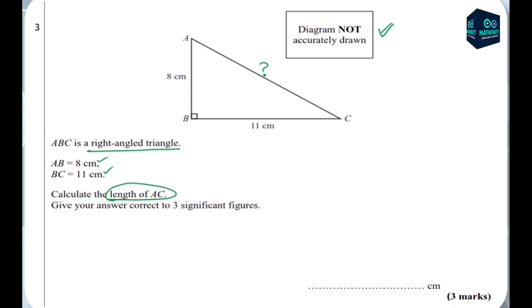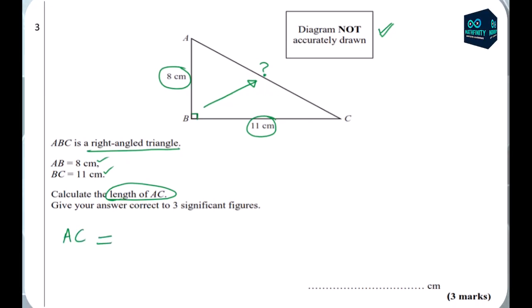Why they wrote it here? Because some students, they will use the ruler to find out the length AC. So you cannot use the ruler, you have to use Pythagoras theorem. Why Pythagoras theorem? Because two sides are given and we have to calculate the third side. And that third side is hypotenuse because it is opposite of 90 degree. So we will do the addition sign.